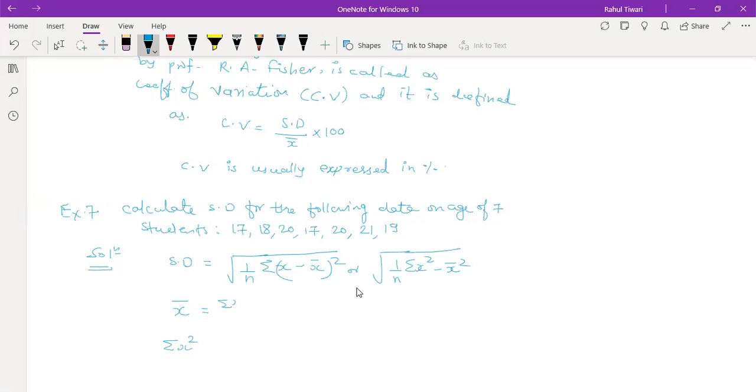How to get x bar? Use the formula summation x upon n. How to get summation x square by n? You can calculate using a calculator: 17 square, 18 square, 20 square, and add them. You'll get that value, then substitute in these formulas and let me know the value of SD. Calculate this. I'll be back in 2 minutes.